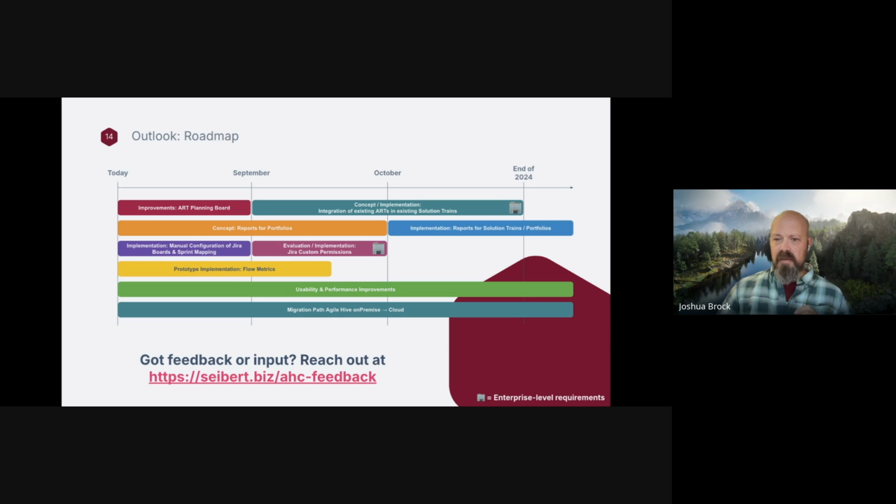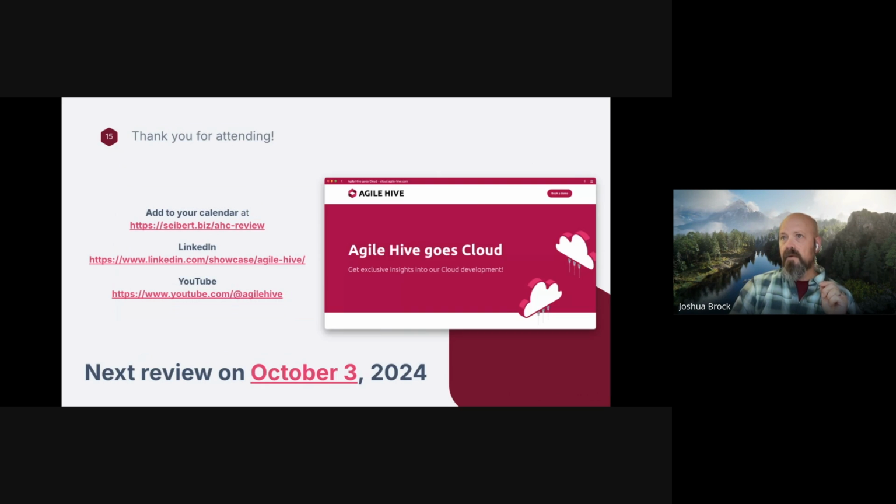In the evaluation and implementation for Jira custom permissions, also mentioned, I think, on the previous slide, the current permission model in Agile Hive is still in its early stages. So to better accommodate the complex use cases of larger enterprises, Agile Hive is exploring ways to expand the capabilities and configure options for Agile Hive specific permissions. And I think that's everything for the roadmap that we hit there.